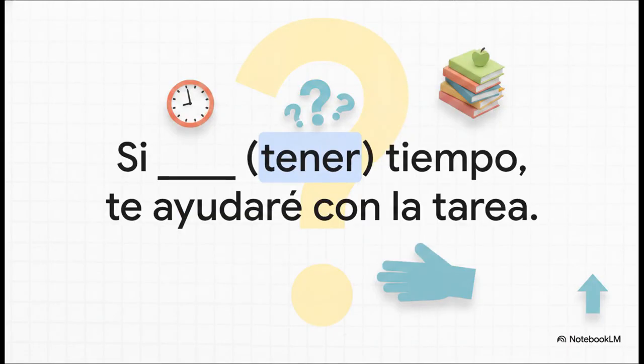Okay, it is your turn now. Let's do some mini practice together. Choose the correct tense to fill in the blank. Si blank tiempo, te ayudaré con la tarea. You need a form of the verb tener. Take a second to think about it. Got it? The answer is tengo. And why? Because the result, ayudaré, is in the future tense. This is a totally realistic Category 1 scenario.